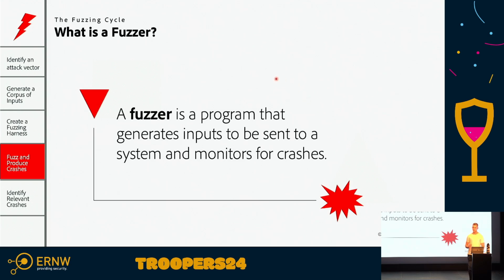But that's really only one execution, and we just sent a valid Mach message. That's not going to get a crash to happen. So we need a fuzzer for that part. A fuzzer is going to be a program that generates inputs to be sent to a system and monitors for crashes that might occur.